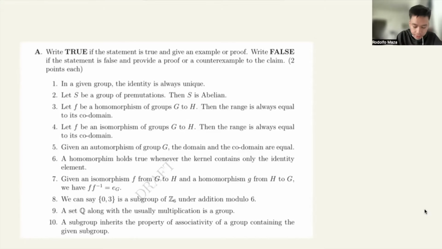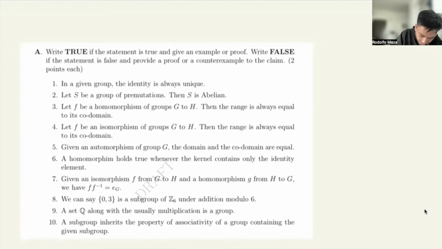Okay, so let's start now. We will start answering this true or false question. We say it's true if the statement is true, and we say it's false if the statement is false, and we will provide either a proof, a counterexample, an example, or an explanation. So number one, in a given group, the identity is always unique.